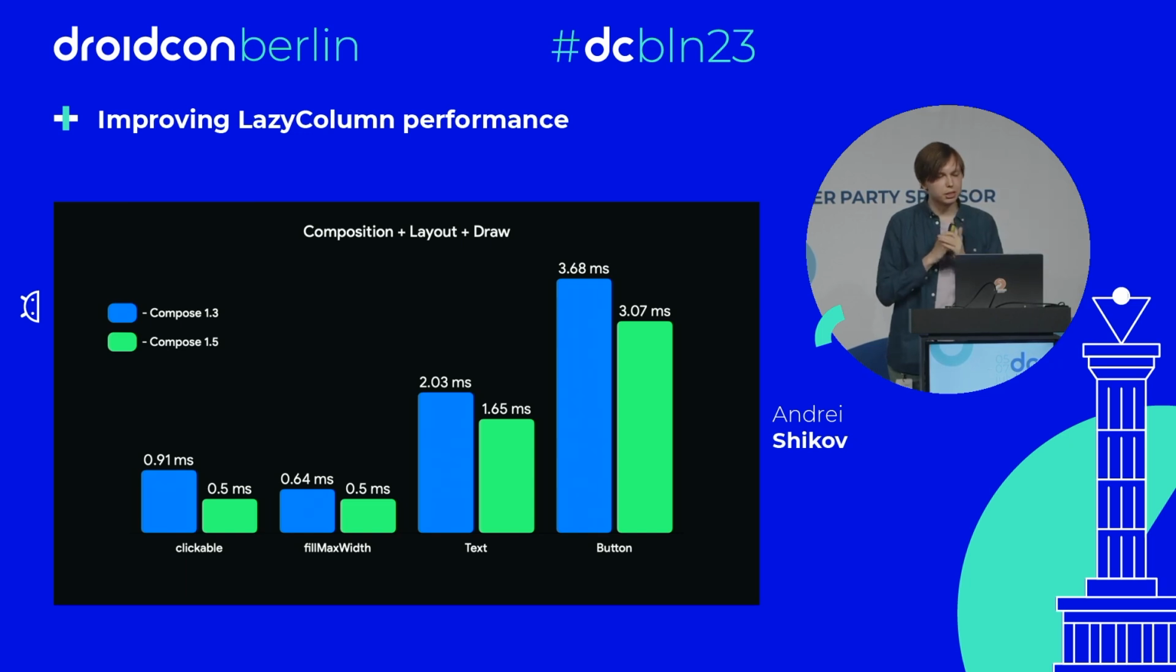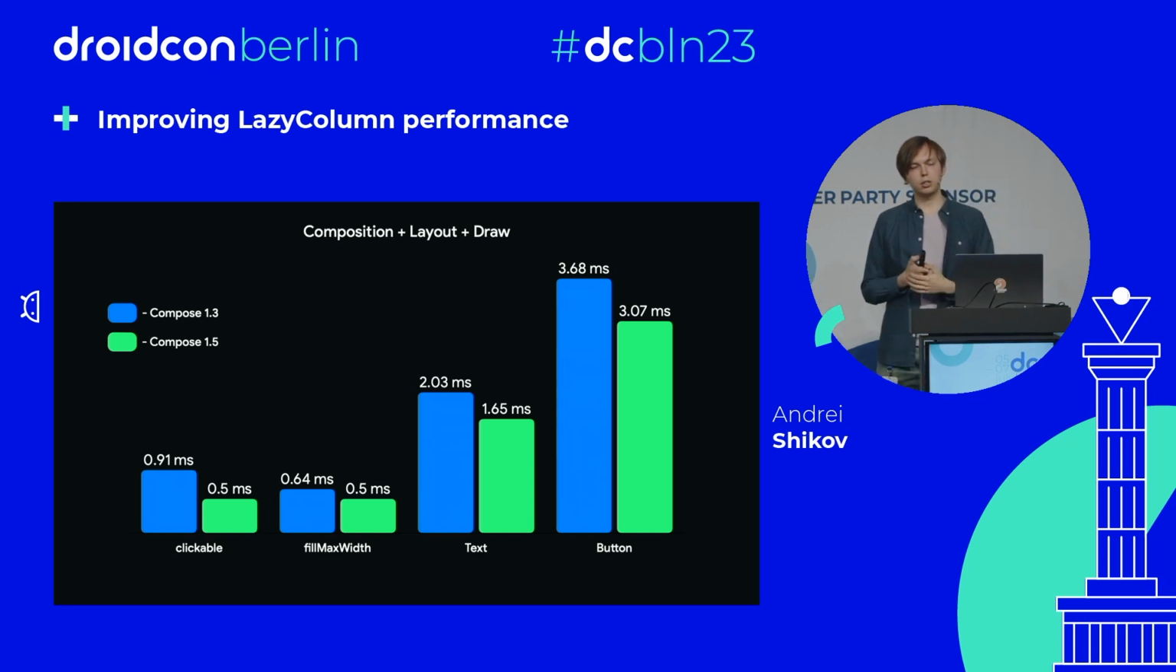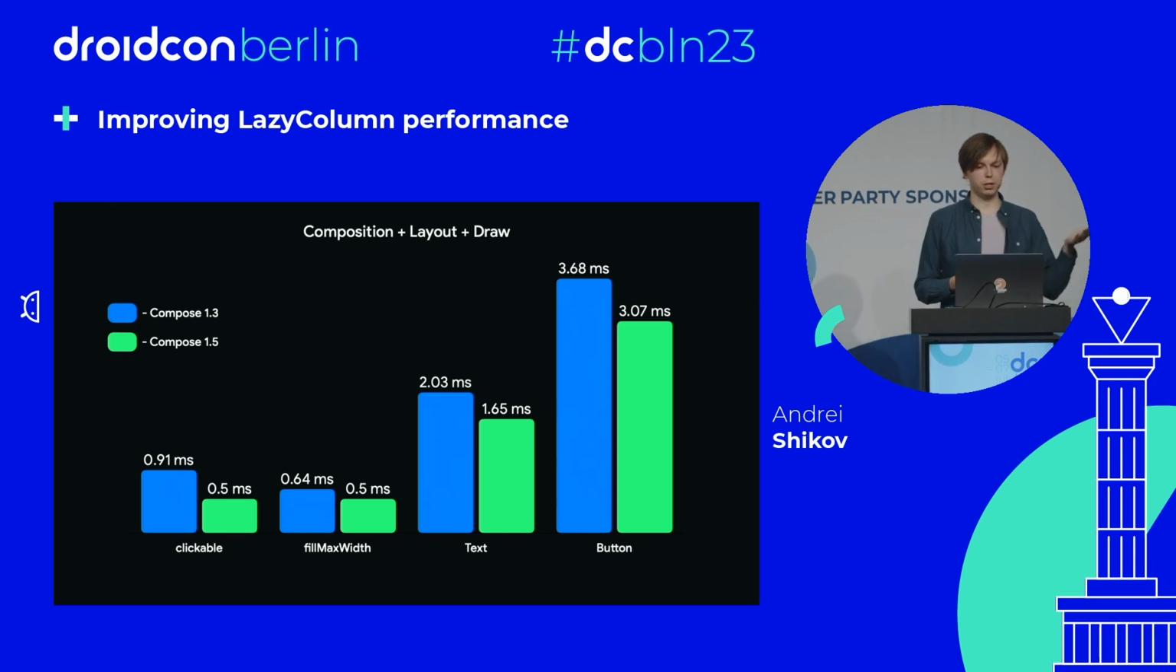Fill max width is the simplest modifier you can find. Probably like modifier size or something like that, which is similar complexity. And even fill max width became faster when we migrated to modifier node. And we thought that probably not only modifiers could be migrated to this. Actually composables also have some kind of intermediate state sometimes that we propagate to layout, like measure policy or layout nodes themselves. So probably those could also be represented as modifier nodes.